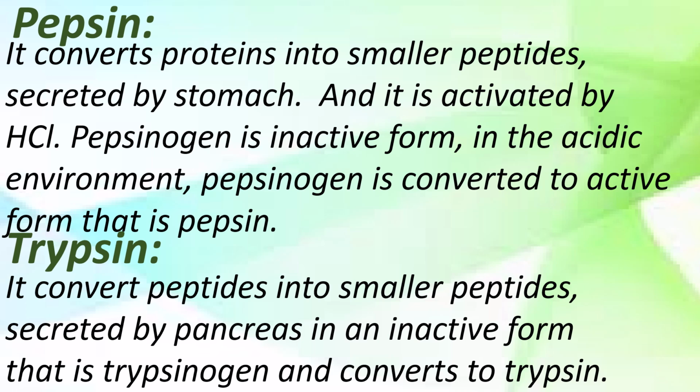Now trypsin, this is also an enzyme for protein digestion. It converts peptides into smaller peptides. It is secreted by the pancreas in an inactive form, that is trypsinogen, and converts to trypsin. So it continues the protein digestion. Trypsin is the active form that converts peptides into smaller peptides.